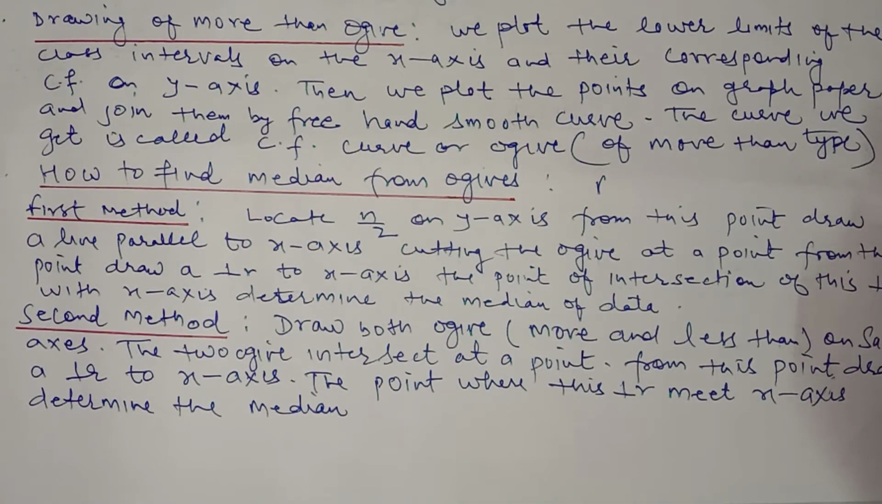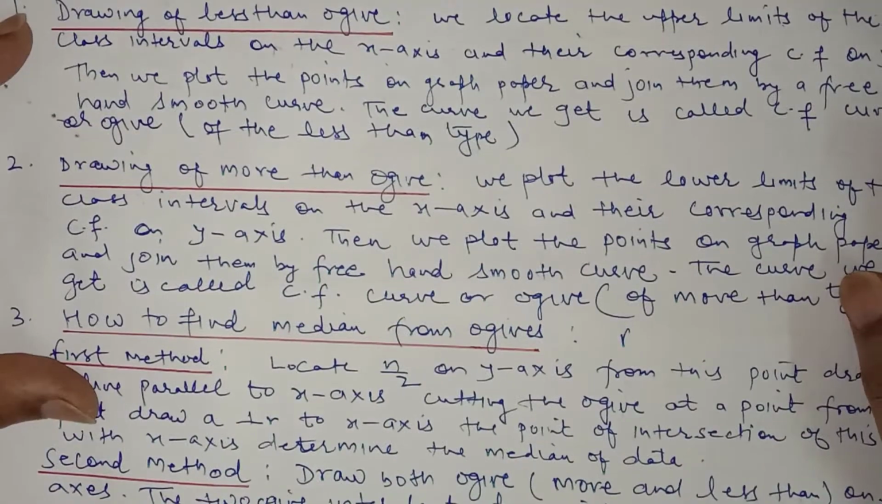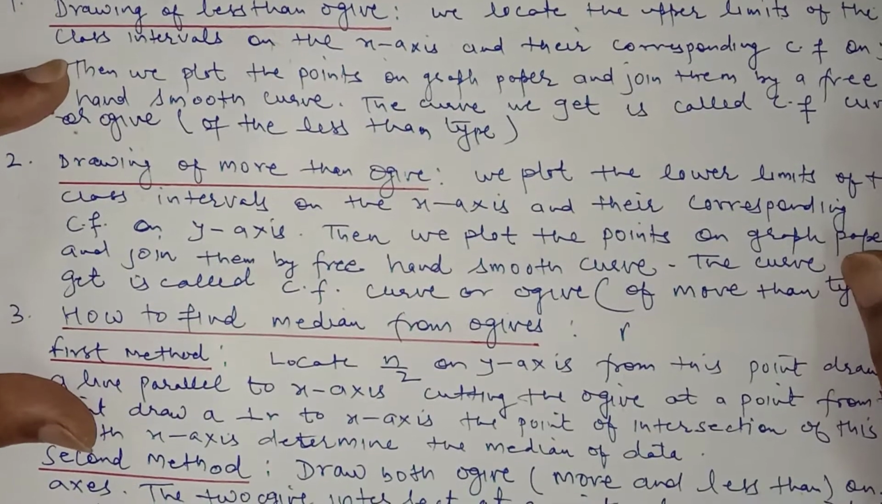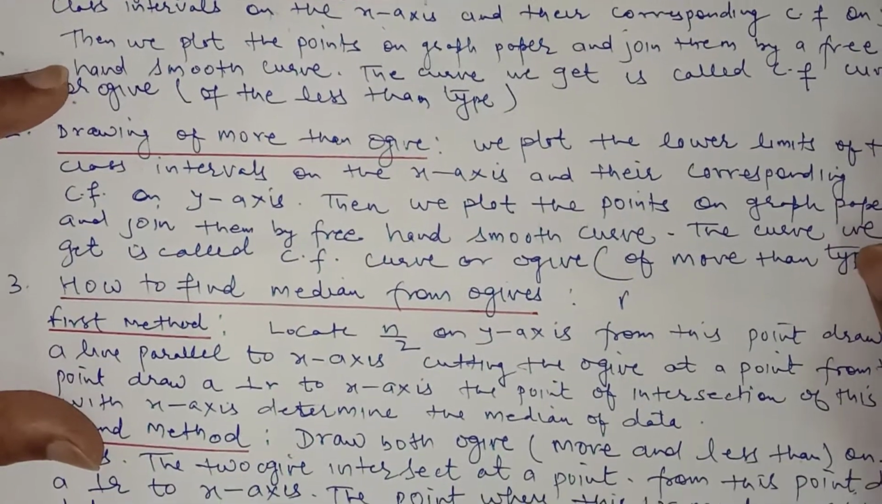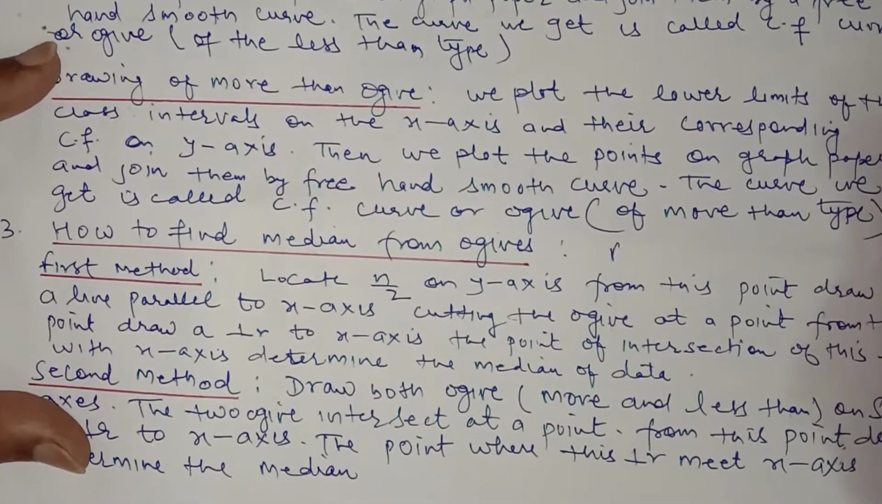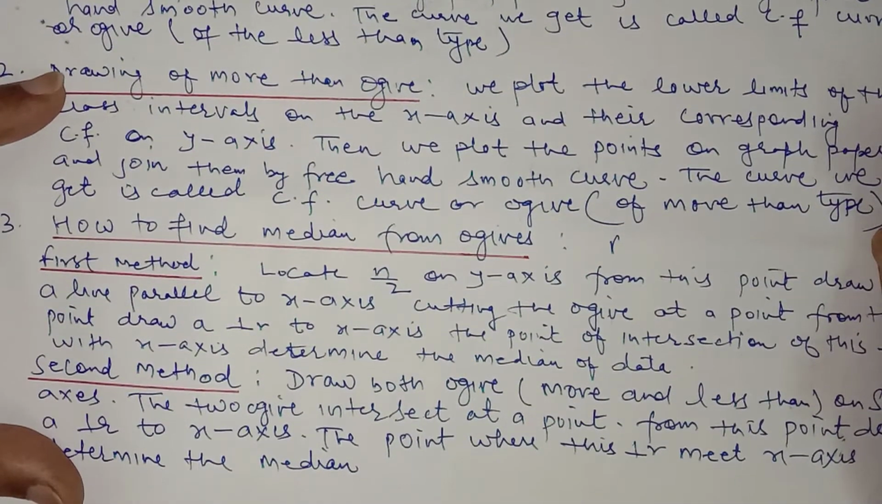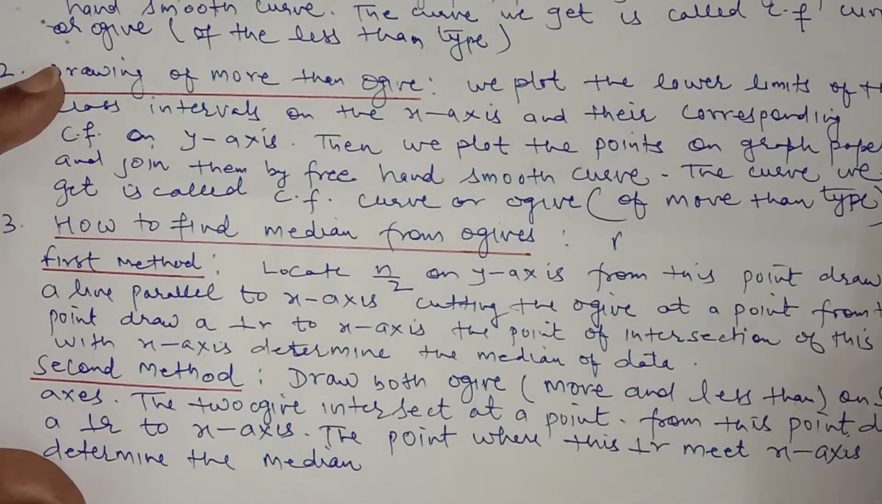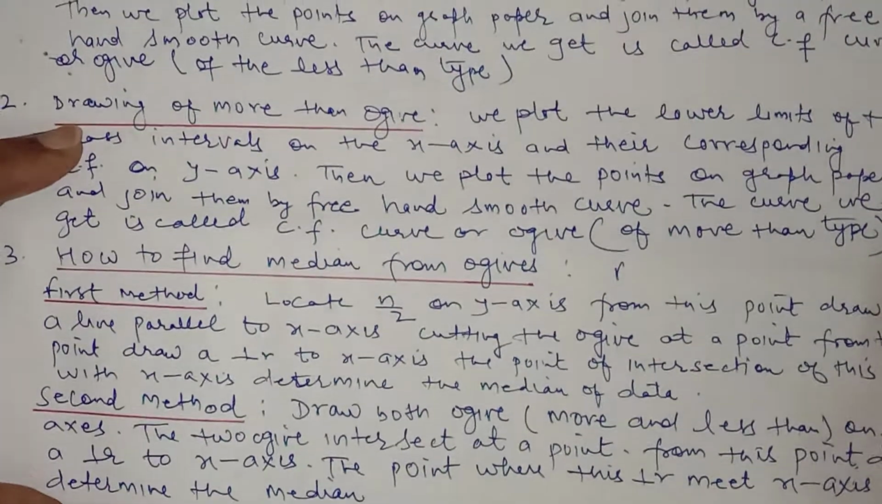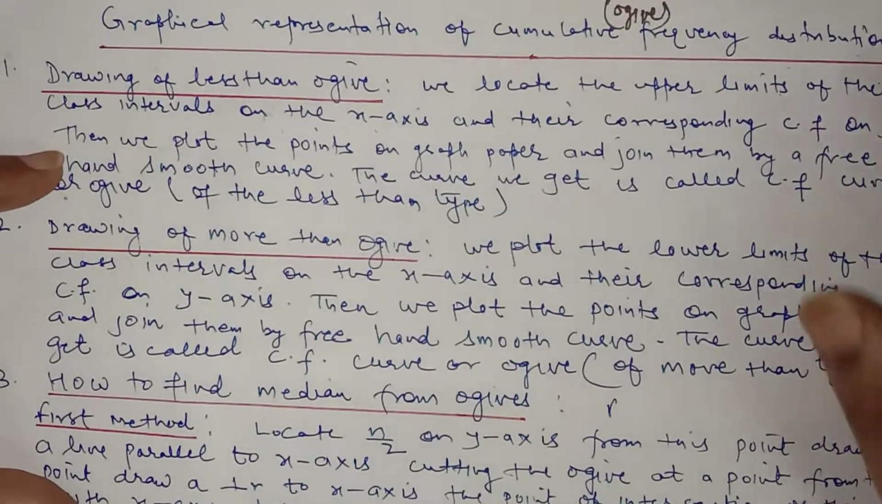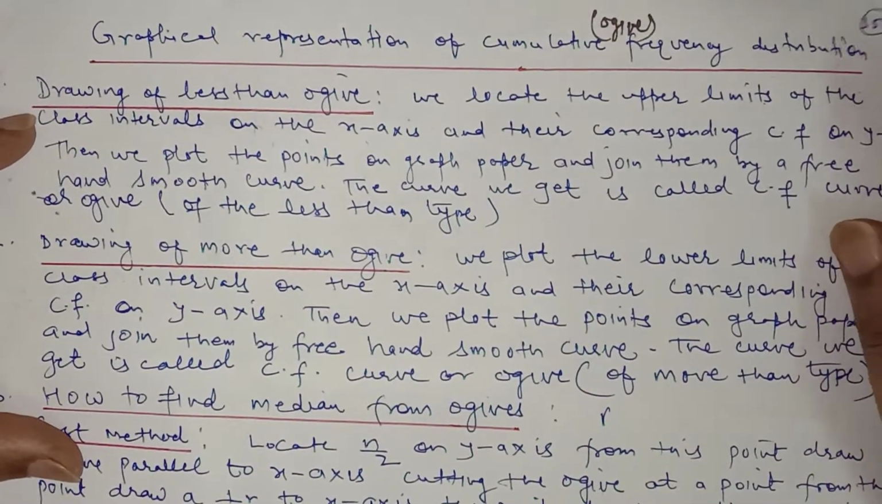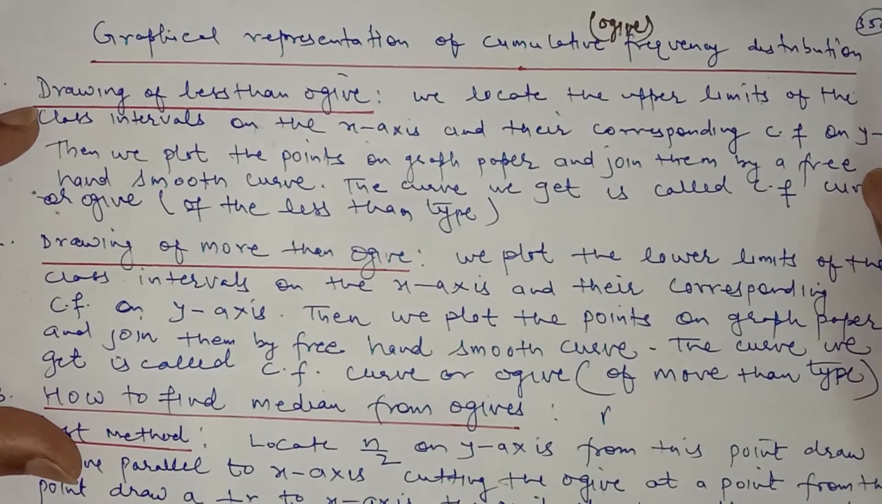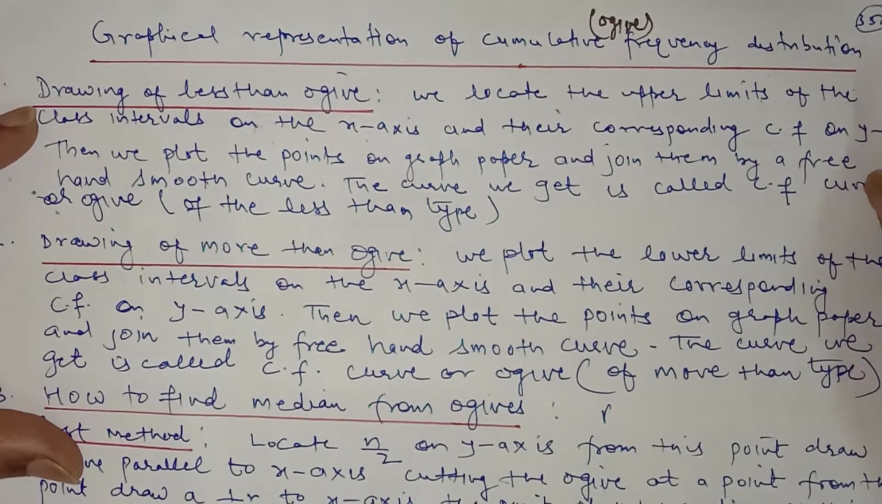So you can find the median either by drawing the less than ogive, or the more than ogive, or by drawing both the ogives on the same graph paper and drawing the perpendicular from their point of intersection on the x-axis. The point where it intersects the x-axis will give the median of the given data. So this is the method to find the median graphically, using the ogive or cumulative frequency curve.